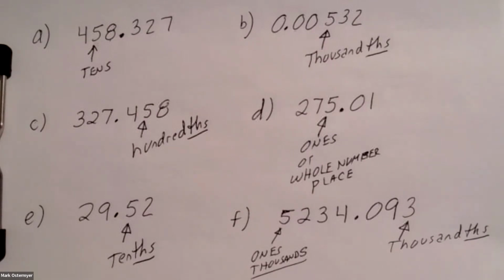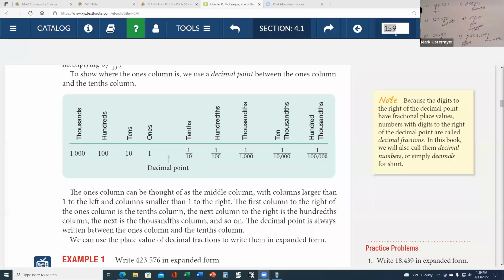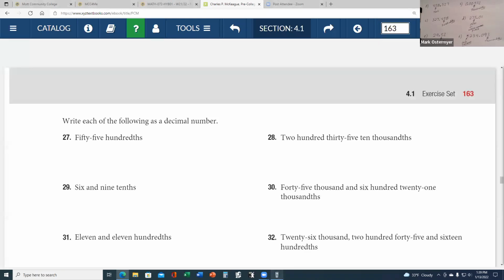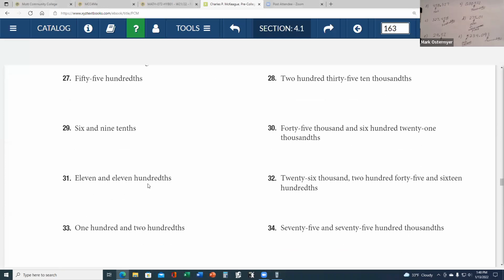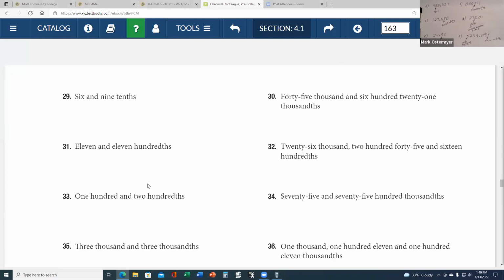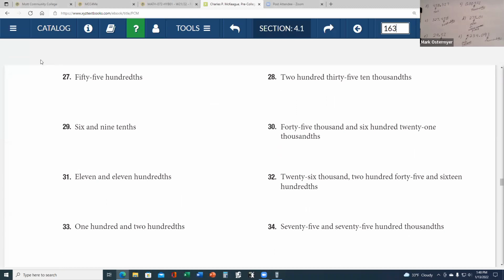Okay. Let's see. So we are navigating right now through section 4.1. It's kind of like these sections are seamless with one another. I'm going to go to page 163 in my textbook now. On page 163, my notes indicate that I wanted to go over 27 through, well, 36, but I don't know if we'll have time to do all these. Let's just try to do a couple of these here.